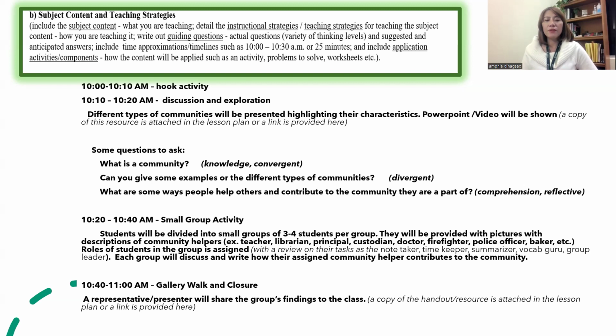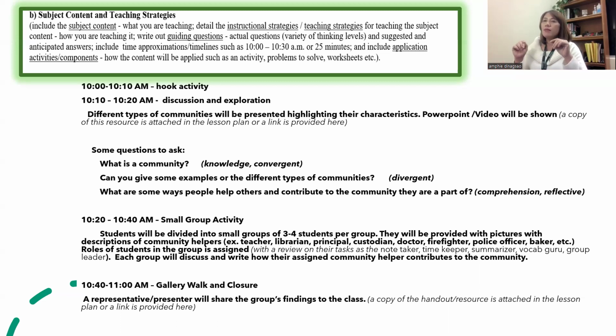So that means after 20 minutes, the students will post their results on the wall, and then students will have a walk in the classroom. So this particular group, whatever they're assigned, they're given a table, and there's a representative from the group who will explain that a teacher does this, which is different from what a firefighter does, which is different from what a police officer does.